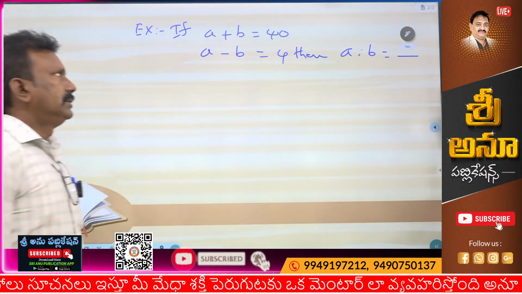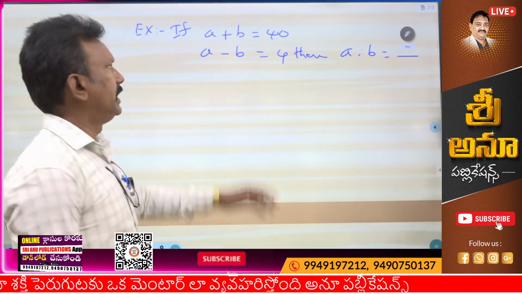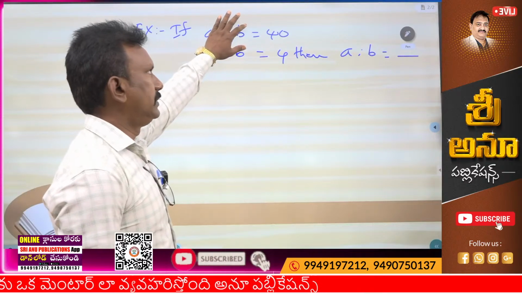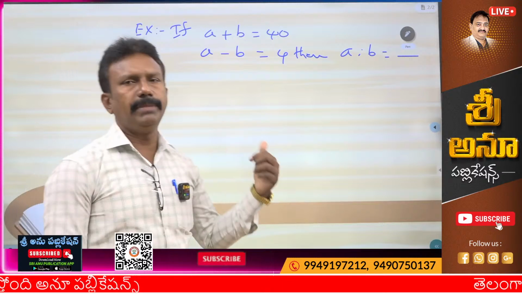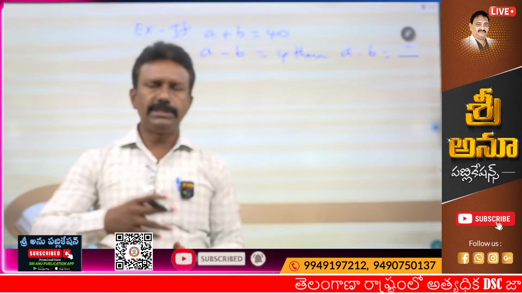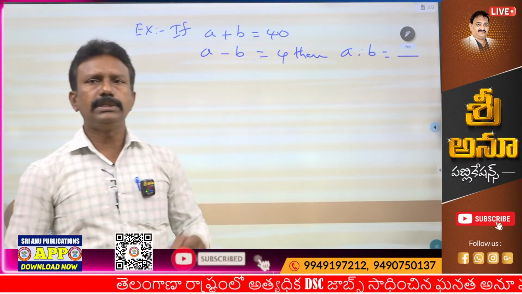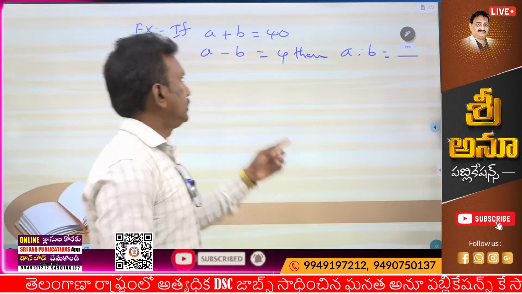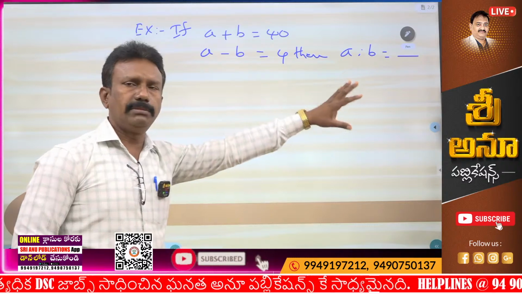Okay. So next question, if A plus B equal to 40, the sum. In case of A plus B, the word given that the sum of any two numbers, we can write the statement also. So the sum of any two numbers is 40 and the difference of the same numbers is 4, then find the ratio between those numbers. It is also a statement type question, right? Or A plus B equal to 40, A minus B equal to 4, then what is the ratio between the numbers A and B?